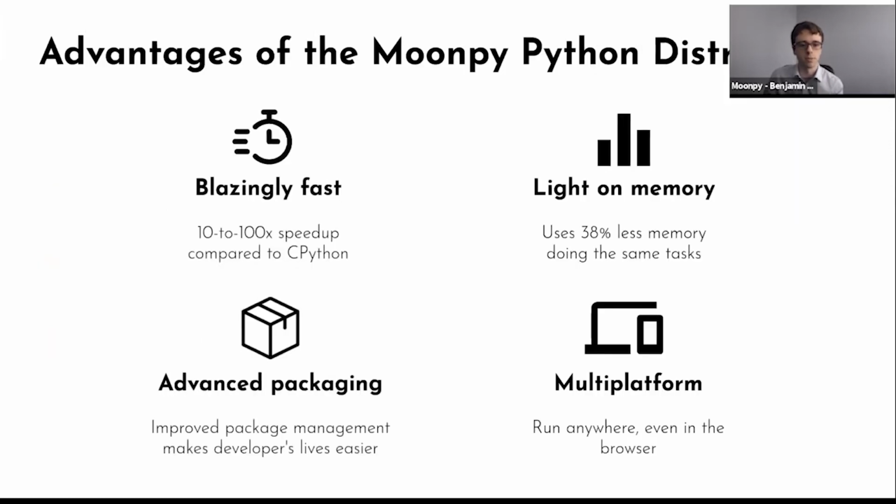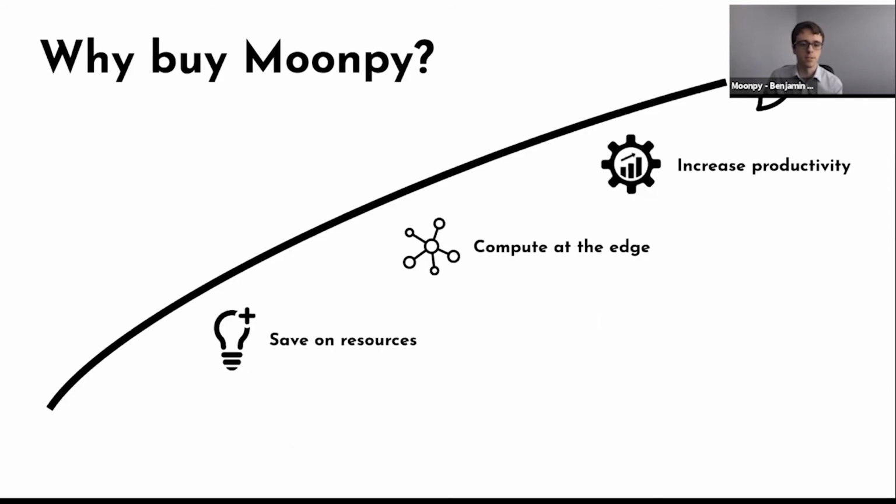Moonpy is a Python distribution that can be used in place of the standard Python interpreter. When you use Moonpy, the same Python code now runs 10 to 100 times faster and would use 38% less memory. Also, it has an advanced packaging manager that is able to solve the previously mentioned library dependency issues, which reduces maintenance costs. Moonpy statically compiles Python, which results in a much smaller resource footprint, so now it can run on many new platforms. These features make Moonpy great for both developers and companies.